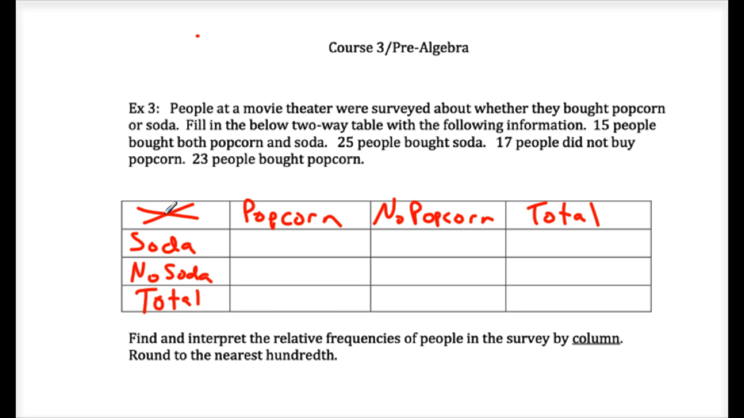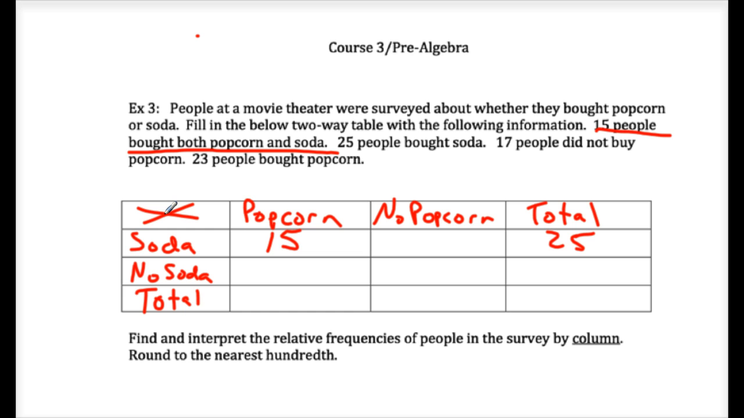Think about it, guys. You just gotta break it up. 15 people bought both popcorn and soda. That's pretty straightforward, so 15 goes right in the popcorn soda box. Now, 25 people bought soda. You don't know what their deal is with popcorn, you just know they bought soda, so soda total is 25. Everybody wanted to put that in the no popcorn box, but you don't know that they didn't buy popcorn. It doesn't say that. It's the total.